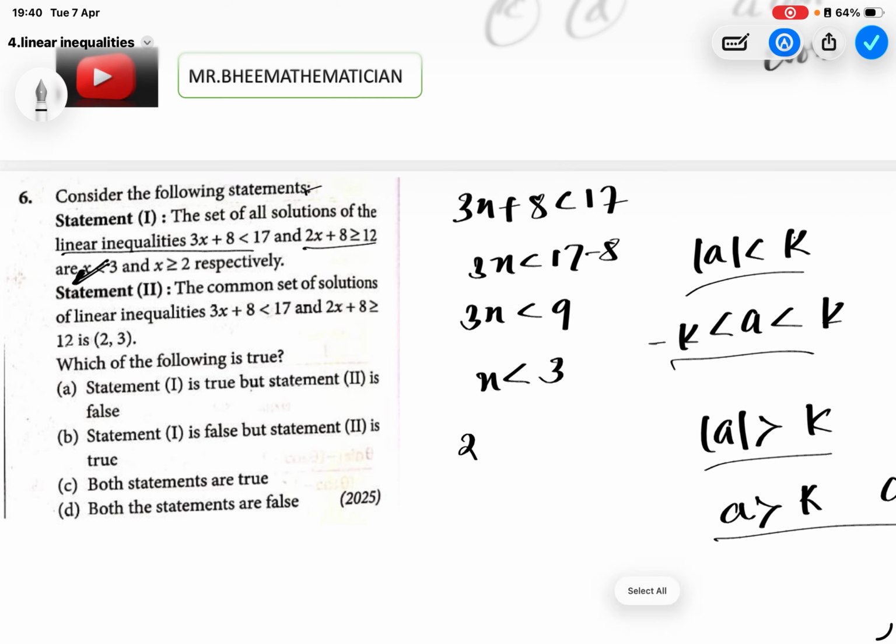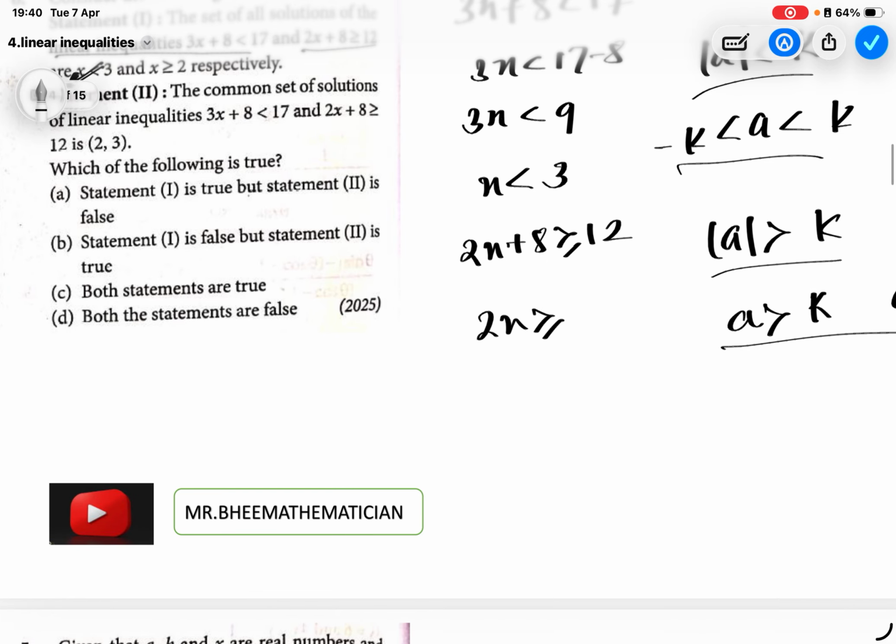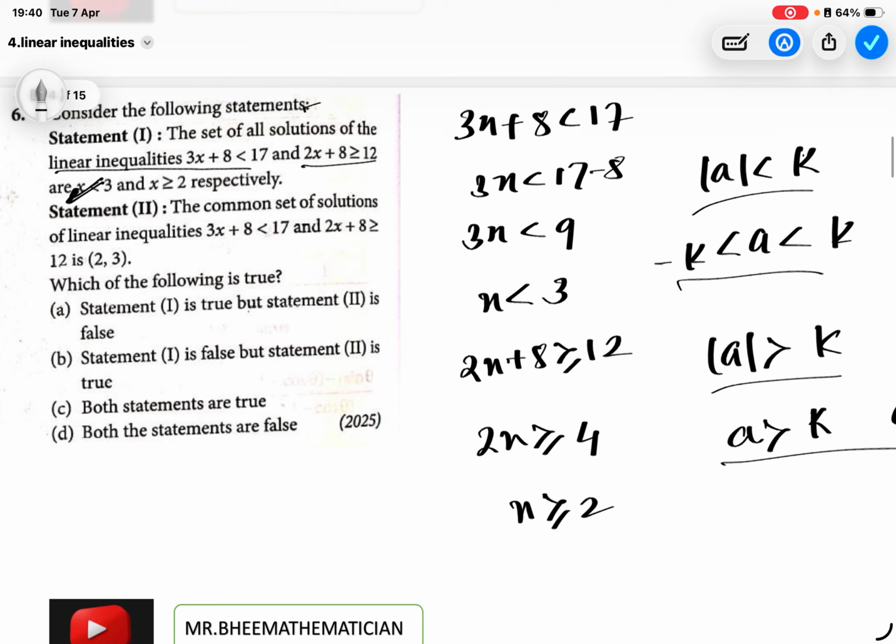And what about this one? 2x plus 8 is greater than or equal to 12. Then 2x is greater than or equal to 12 minus 8, which is 4. x is greater than or equal to 2. Yes, this is also correct.